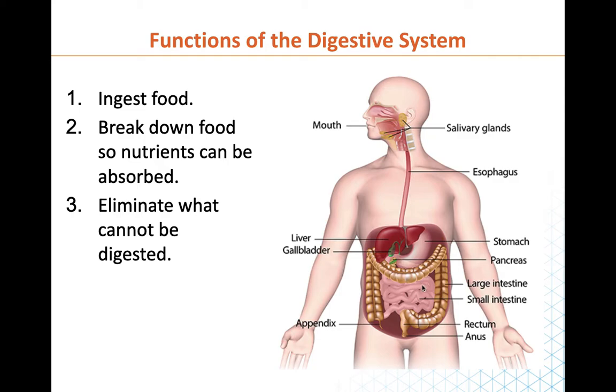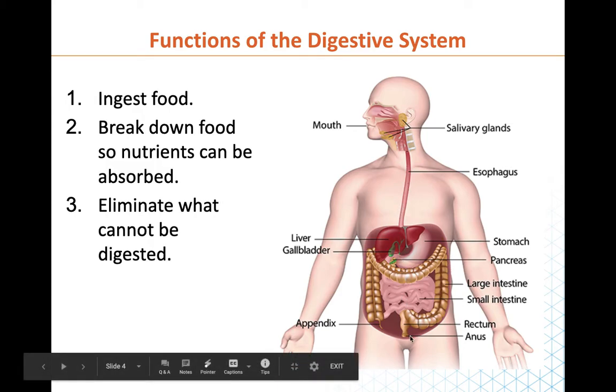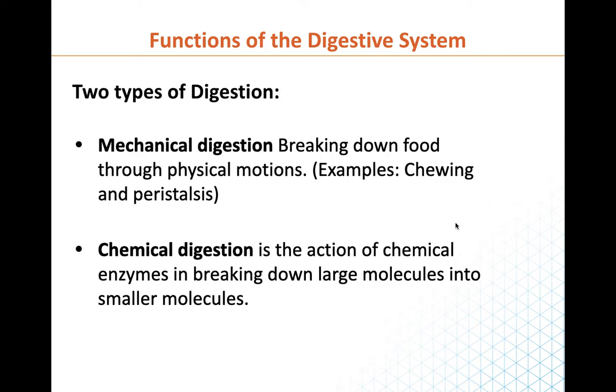And finally, the last job of your digestive system is to eliminate waste, which means anything that you were unable to digest will leave your body and go into the toilet, as I'm sure you can guess. All right, so there are two basic categories of digestion that we're going to be talking about. The first one is mechanical digestion, and the second one is chemical digestion.